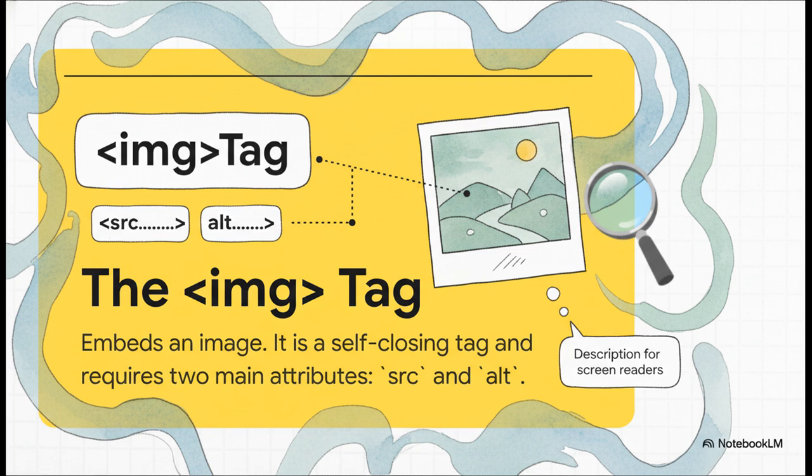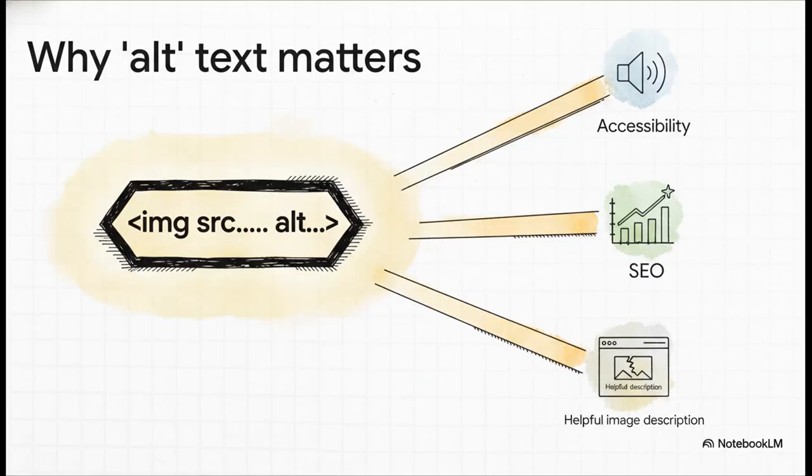src, which tells the browser the source, where to find the image file, and alt, which provides a text description of the image. And I called attributes a superpower for a reason because alt text is so important. Why? Well, for one, it's crucial for accessibility. Screen readers read that text out loud for visually impaired users.